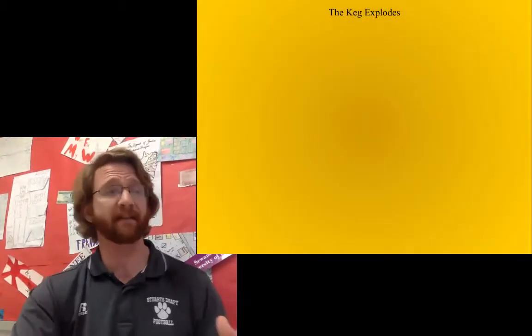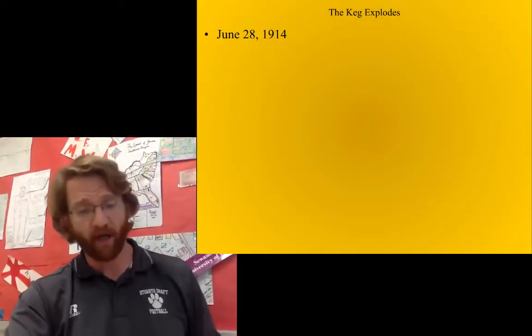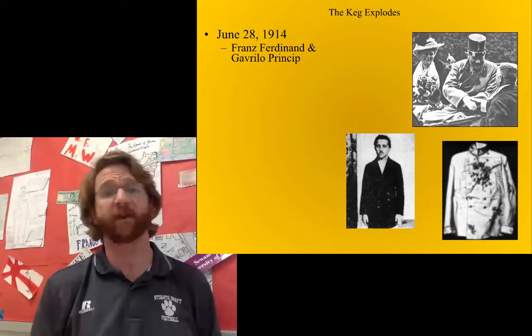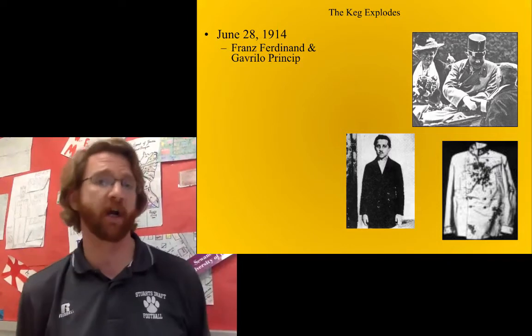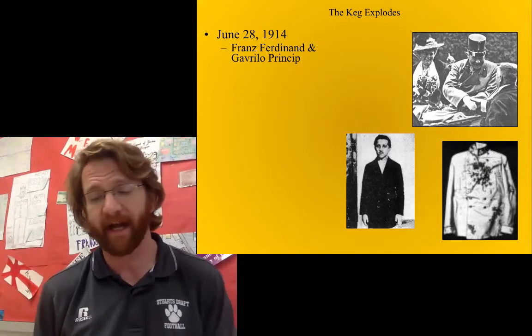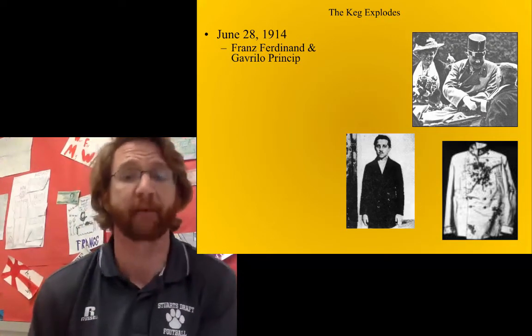Okay? So let's talk about the exploding keg and what happens. On June 28, 1914, Austrian Archduke Franz Ferdinand is assassinated. Now, Franz Ferdinand is the heir to the throne of Austria-Hungary. That means he is going to become the king of Austria-Hungary. Now, Gavrilo Princip is a terrorist. Okay, he's a member of a terrorist organization named the Black Hand.